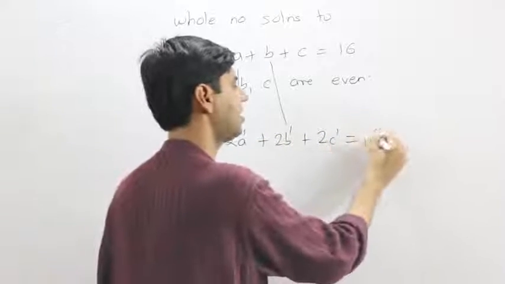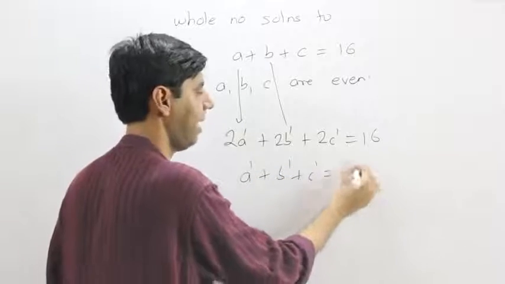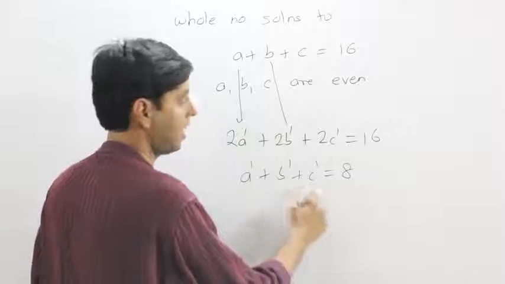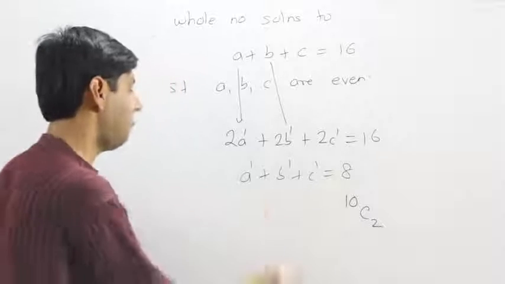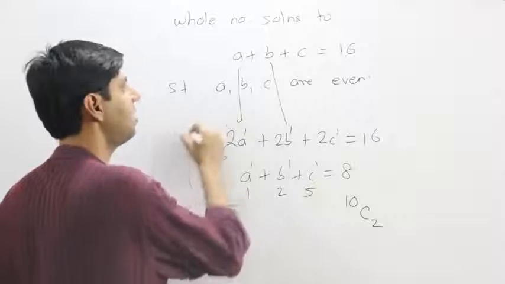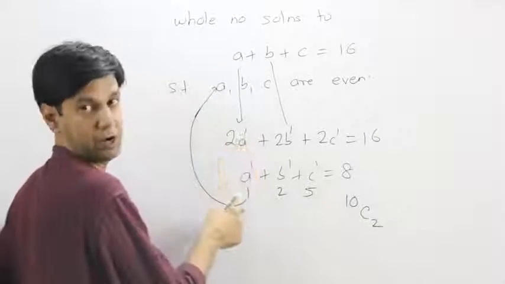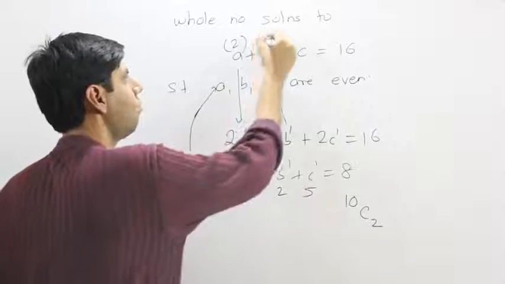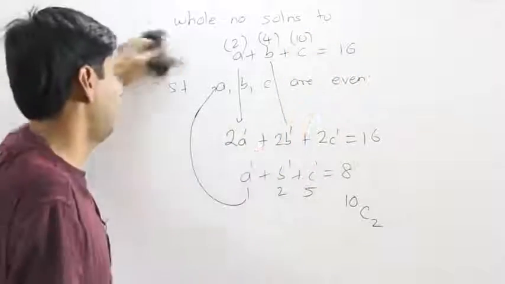And so 16 simply boils down to an equation, A prime plus B prime plus C prime is equal to 8. And the number of whole number solutions to them is going to be 8 and 2 partitions, that is 10 C 2. In this case, if I have a solution here just as 1, 2 and 5, the original solution to them is going to be twice A prime, that is 2. Let me write it over it. 2 2s are 4 and 5 2s are 10. And will they add up to 16? They obviously need to add up to 16.